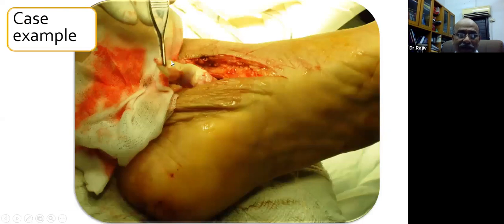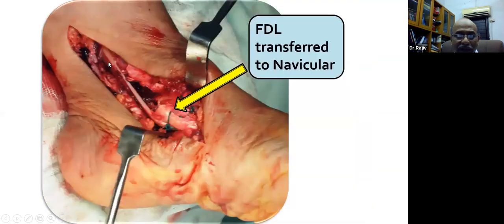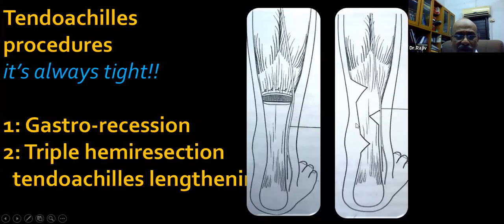Look at this case, a very badly ruptured, degenerated tibialis posterior tendon. And then this was the tibialis posterior tendon. This is the harvested flexor digitorum longus, which was harvested by cutting it at the level of the master knot of Henry. And then flexor digitorum longus is transferred to the navicular to work for tibialis posterior.